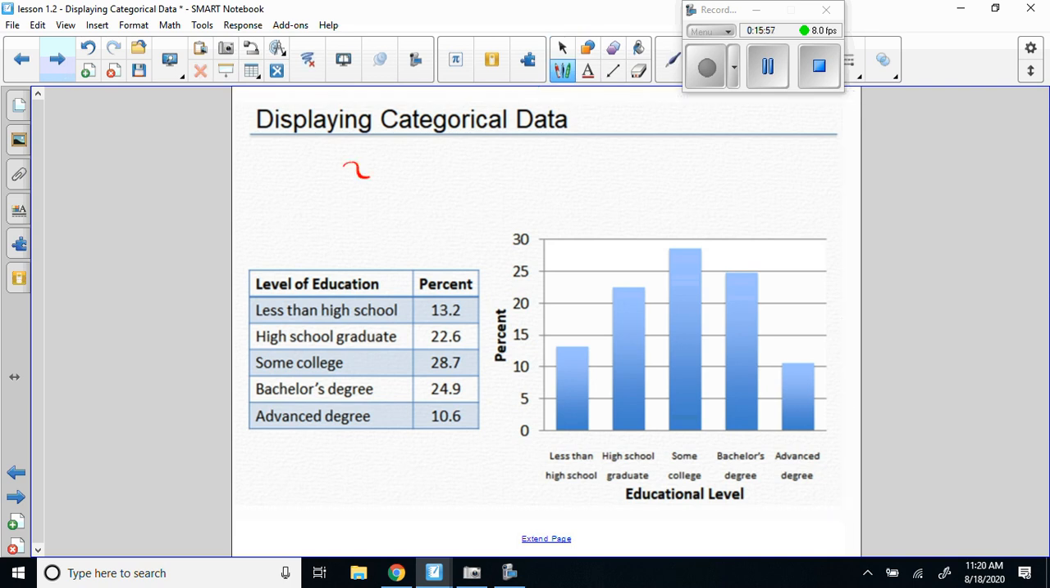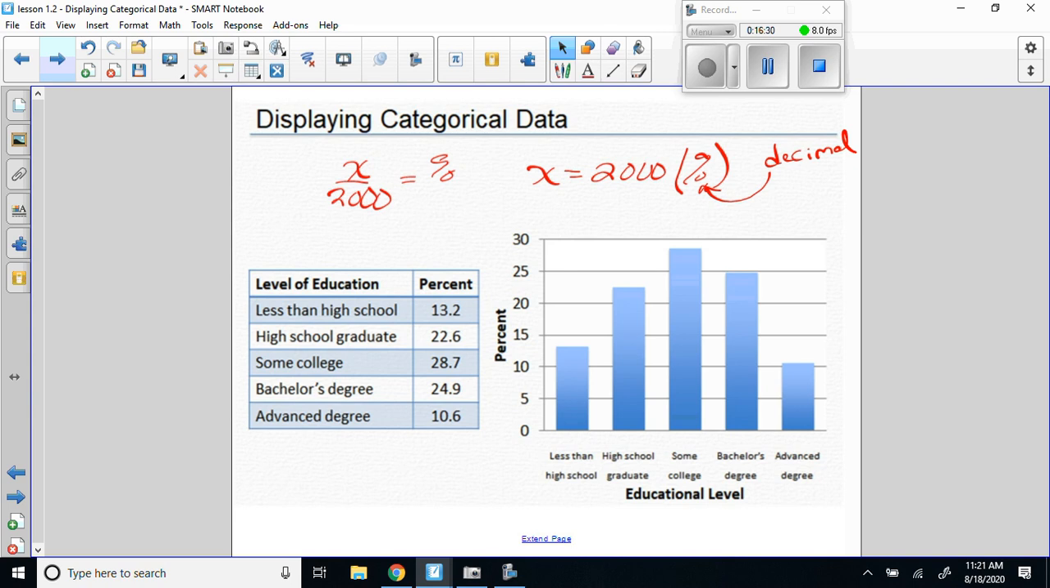So if you go X over 2,000 equals some percentage, right? Y'all remember that little cross multiply thing? If you do the cross multiply, or just multiply both sides by 2,000, you get X is equal to 2,000 times a percent. But that percent needs to be as a what? It's a kicker. A decimal, right? Do you see what I'm talking about? So there's a lot of things that you could go back to based on that.